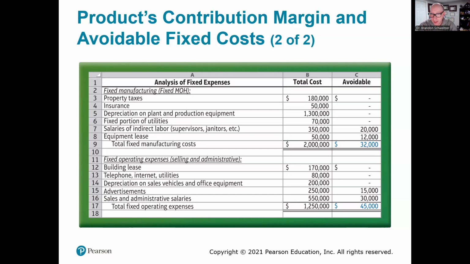So in this case, I'm really only saving 32,000 on the fixed manufacturing side and 45,000 on the fixed operating side. So if I add the two together, I get 77,000. It looks like I would save. Is that enough to get us back into the positive?